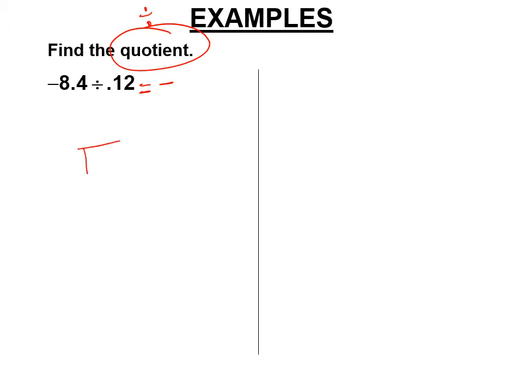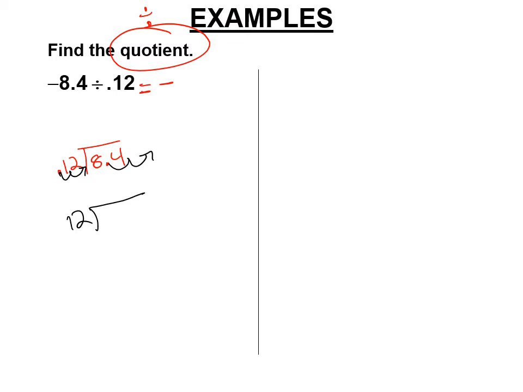So we're going to do 8.4 divided by 0.12. Now we're going to have to move the decimal twice. 1, 2. Can't divide by 0.12 or 1.2. We have to divide by 12. So we moved it twice that time. That means we have to move it twice over there.